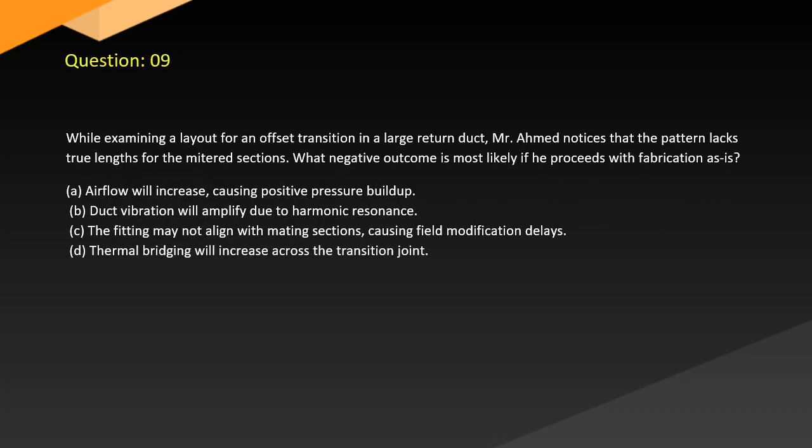Question 9. While examining a layout for an offset transition in a large return duct, Mr. Ahmed notices that the pattern lacks true lengths for the mitered sections. What negative outcome is most likely if he proceeds with fabrication as is? A. Airflow will increase, causing positive pressure buildup. B. Duct vibration will amplify due to harmonic resonance. C. The fitting may not align with mating sections, causing field modification delays. D. Thermal bridging will increase across the transition joint.